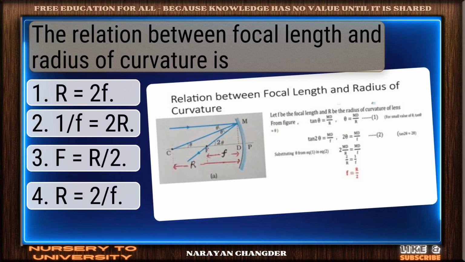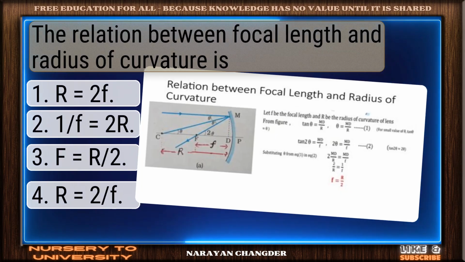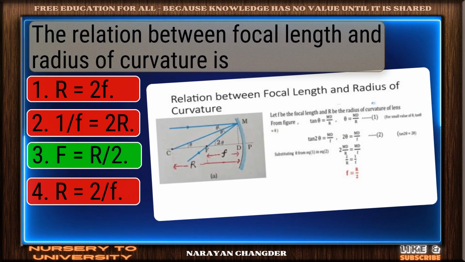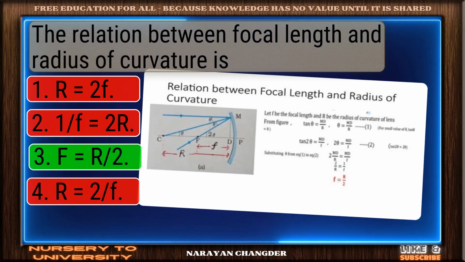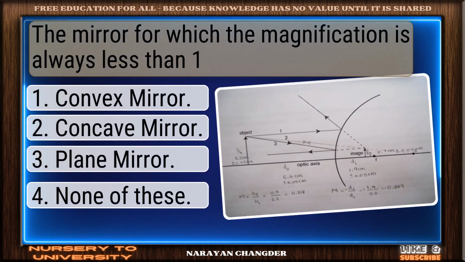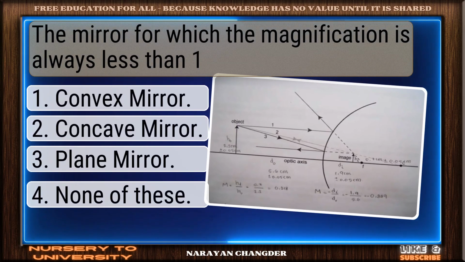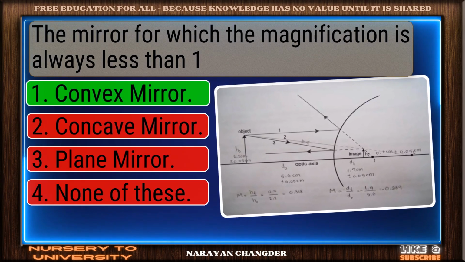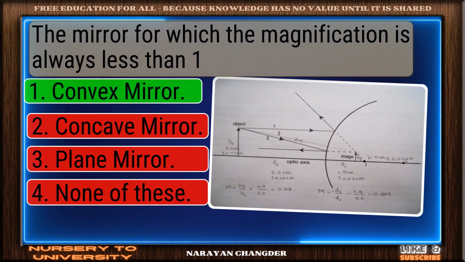The relation between focal length and radius of curvature is... Well picked. f = R/2 is the correct answer. The mirror for which the magnification is always less than 1. Smart pick. Convex mirror is the correct choice.